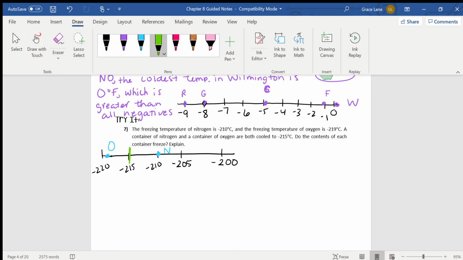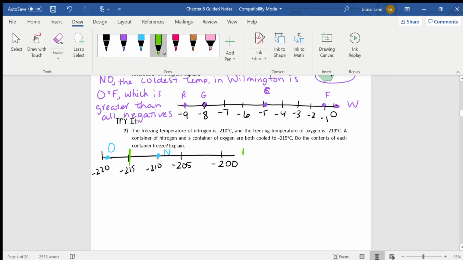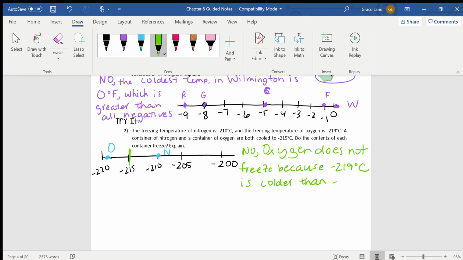So, do the contents freeze? No. The oxygen does not freeze because negative 219 degrees Celsius is colder than negative 215 degrees Celsius. So the negative 215 was not cold enough for the oxygen.